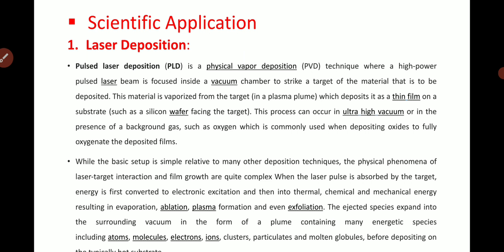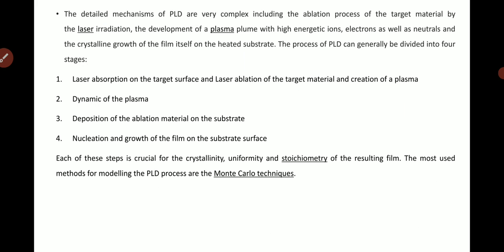PLD is pulsed laser deposition. The process of PLD can be divided into 4 stages. The 4 stages: first, laser absorption on the target surface and laser ablation of the target material and creation of plasma.